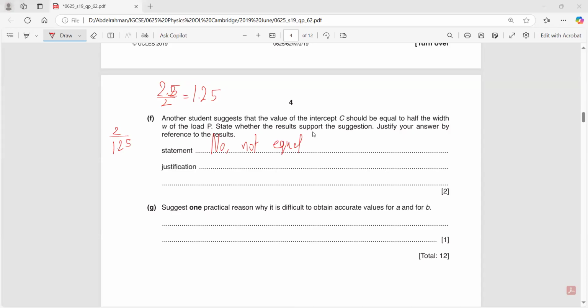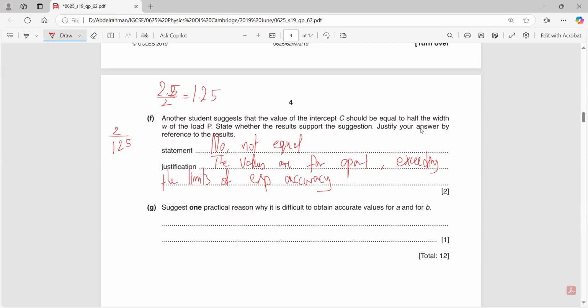Why aren't they equal? Because the values are far apart. They are not within the limits of experimental accuracy, or you can say exceeding the limits of experimental accuracy. Okay, not bad.